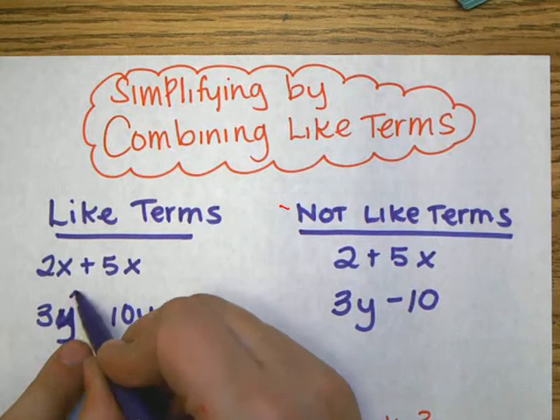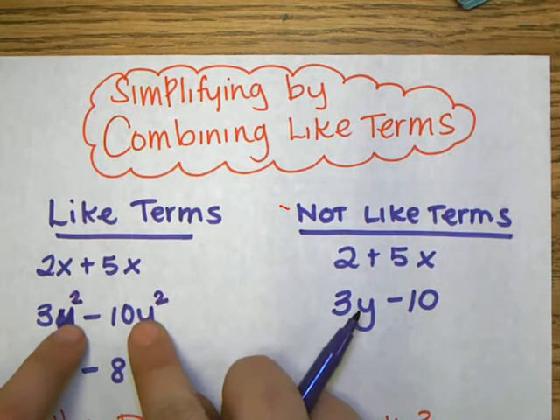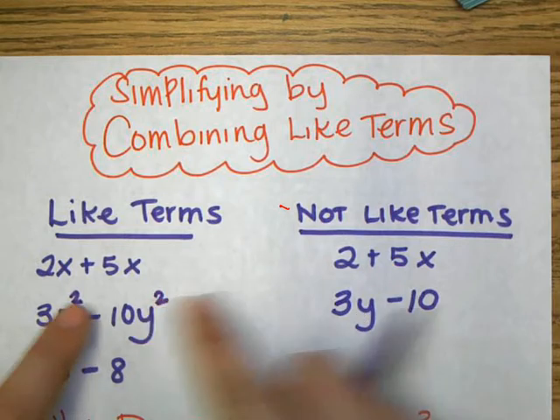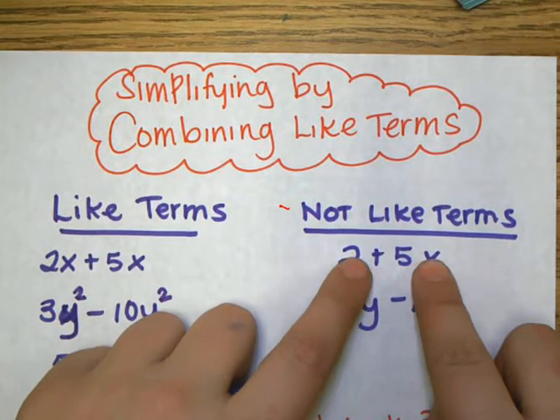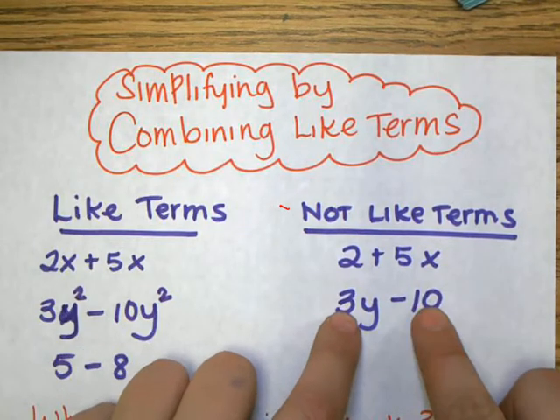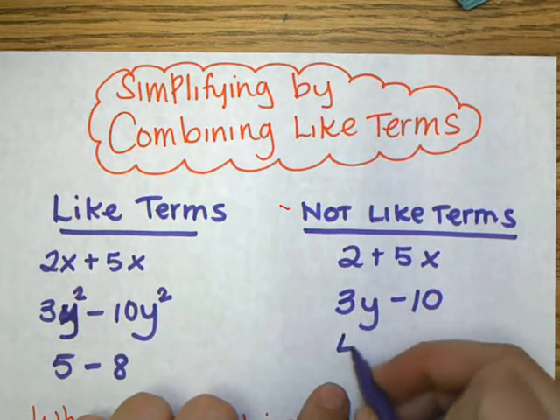So if we had 3y squared and negative 10y squared, those are like terms because they have the same variable and the same exponent. 2 plus 5x, those are not like terms. This has an x, this doesn't. 3y minus 10, those aren't like terms. This has a y, this does not have a y.